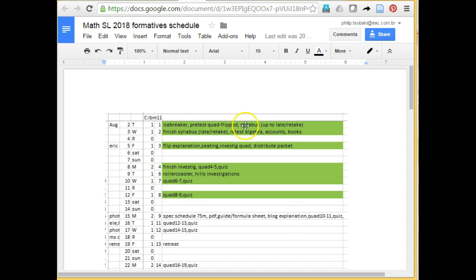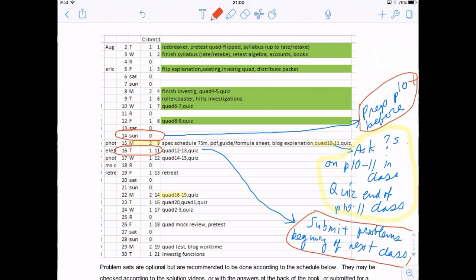And so here's where you're going to find what we do each day, okay, in this description field here. So let's look at this marked up version here, okay? We're going to talk about first Monday, August 15th. What's going to happen on Monday, August 15th? First of all, the only thing written on Monday, August 15th to indicate where you are in your problem set packet is this here. It says quadratics 10 and 11. That means quadratics page 10 to 11.